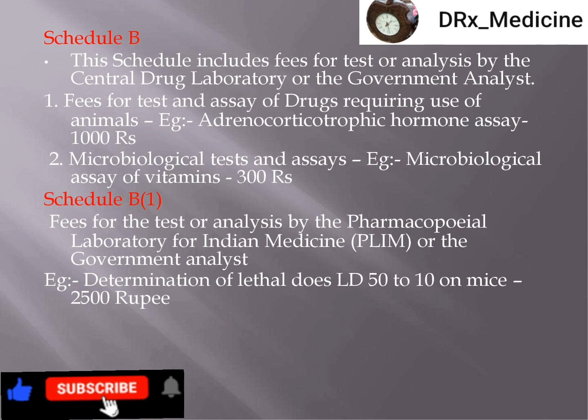Schedule B1. Fees for the test or analysis by the Pharmacopoeial Laboratory for Indian Medicine (PLIM) or the government analyst, e.g., determination of lethal dose LD50 to 10 on mice, 2500 rupees.